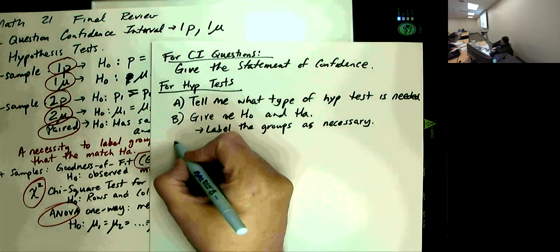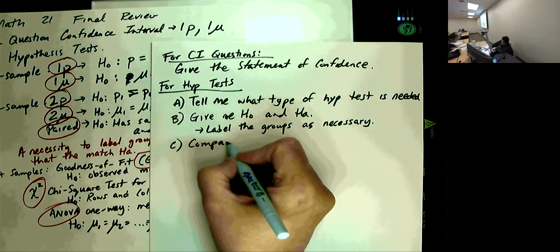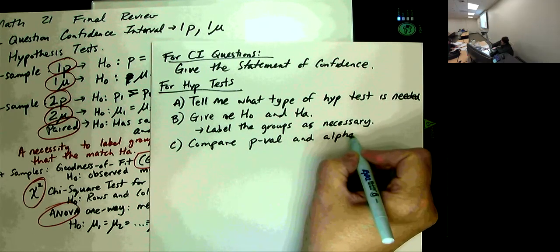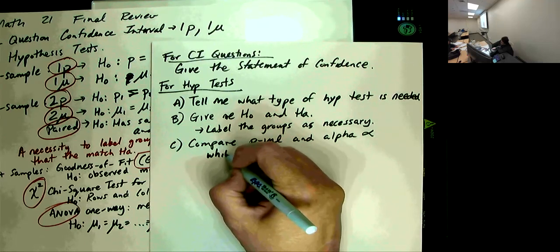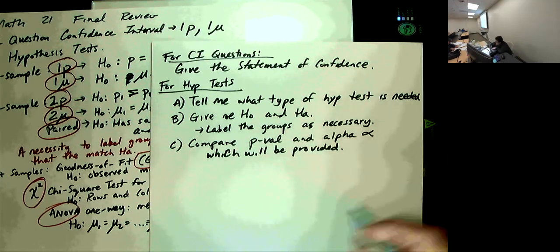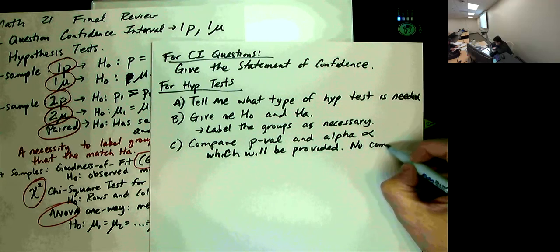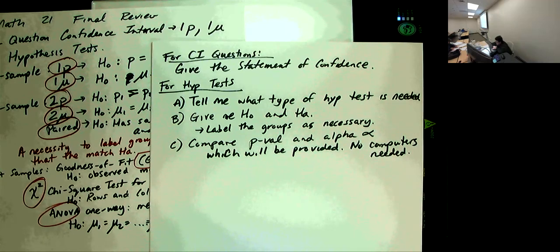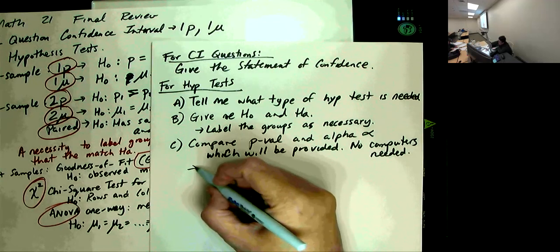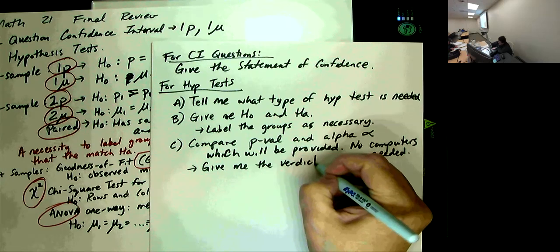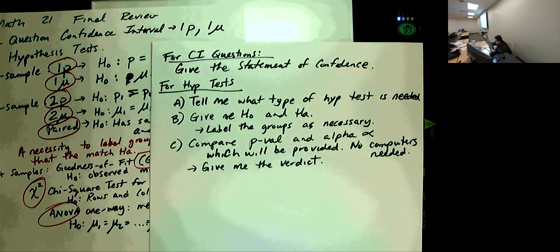See? You should compare p-value and alpha, which will be provided. No computers are necessary. And when you compare p-value and alpha, give me the verdict. If you tell me the verdict here and your statement in the next step doesn't match, I at least know you know what the correct verdict was.